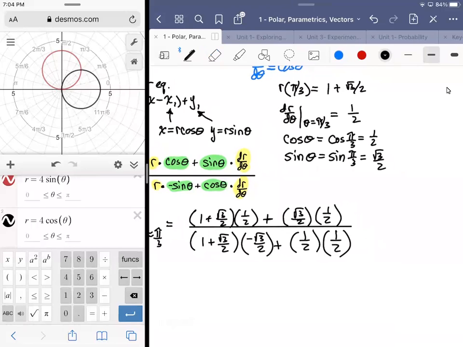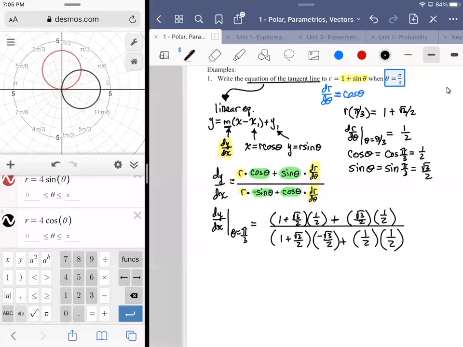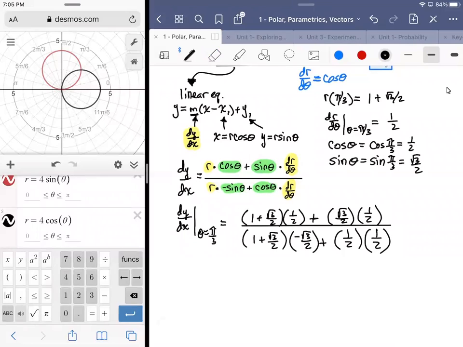So let's see where this takes me. Sine pi over 3 is rad 3 over 2, right? I think you put it. Sine pi over 3 is rad 3 over 2. Yeah. What did I screw up? On the first part, it says 1 plus rad 3 over 2 times 1/2. Yeah, you're right. I'm good. Okay.